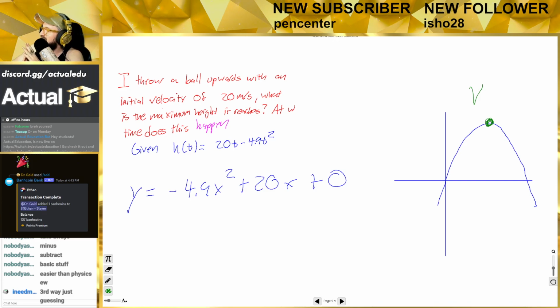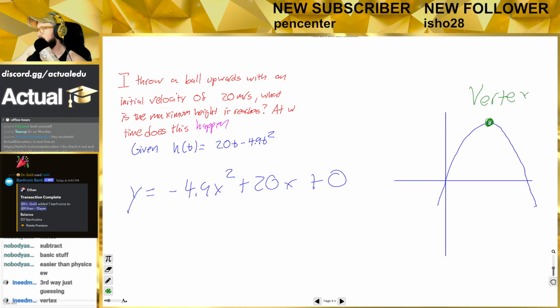Final velocity. V... No, it starts with a V, but it rhymes with... I don't know, latex or something, or vertex. Yes. Vortex. Vertex. This is the vertex. Okay.